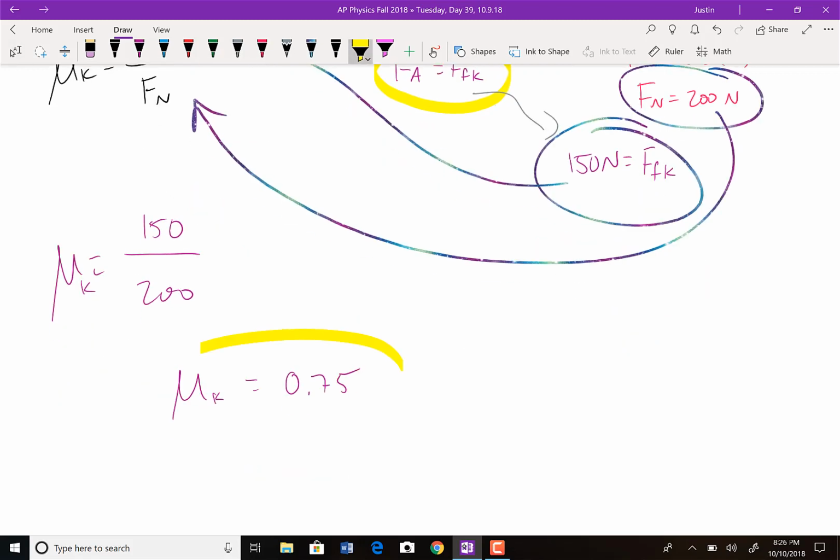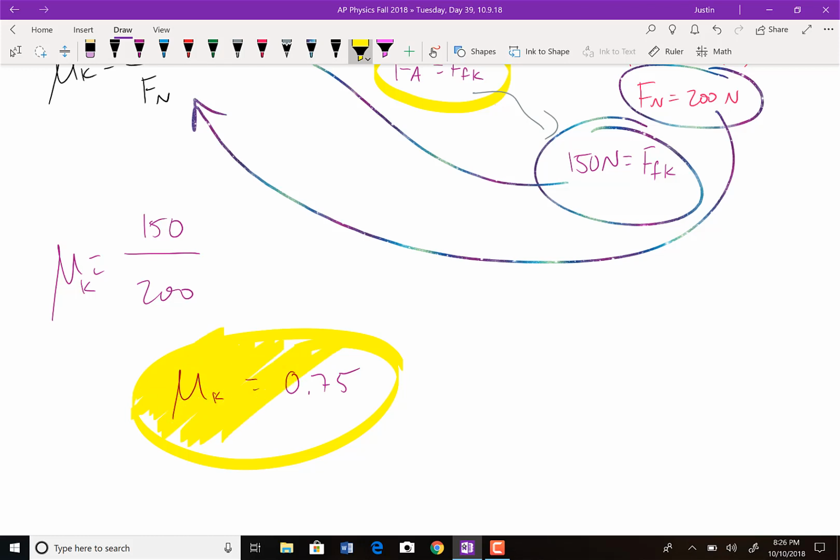That's my answer. And so there's an example of applying the second law and the ideas of friction with that coefficient of kinetic friction. So we'll do more problems tomorrow and in the future.